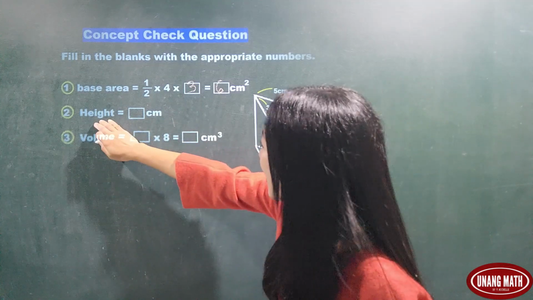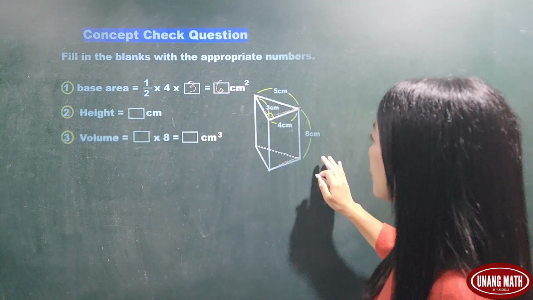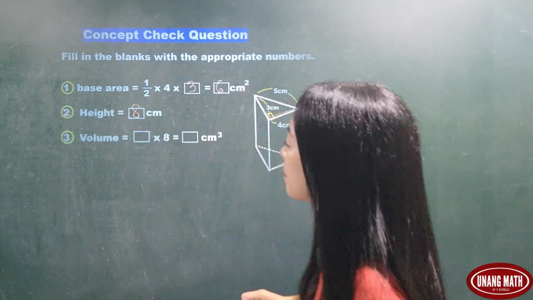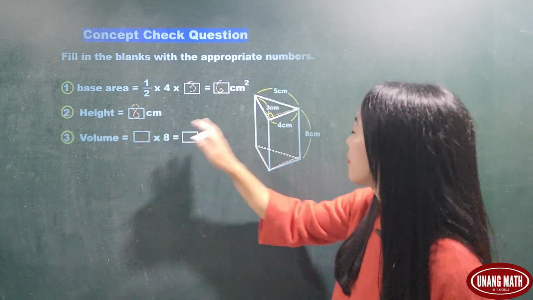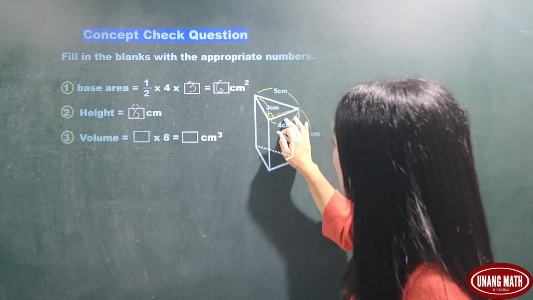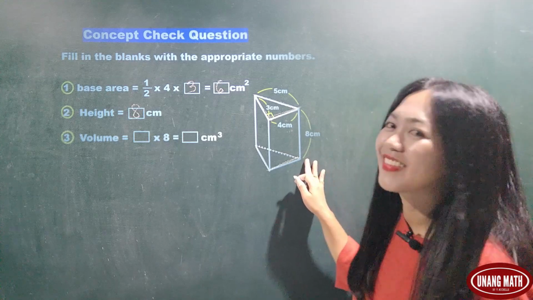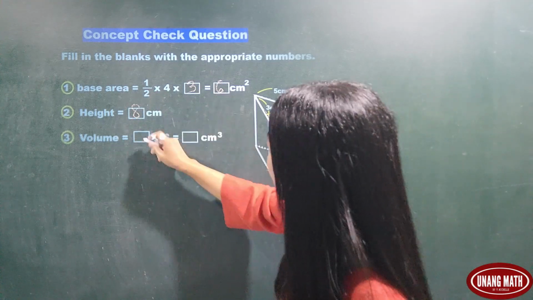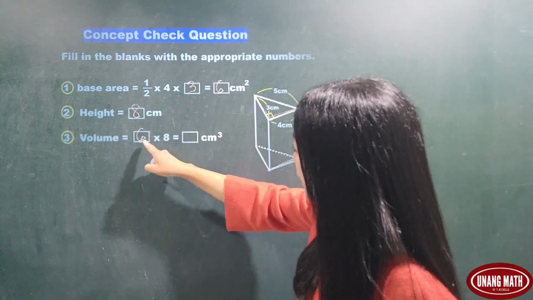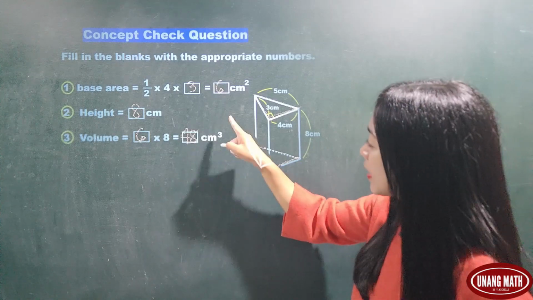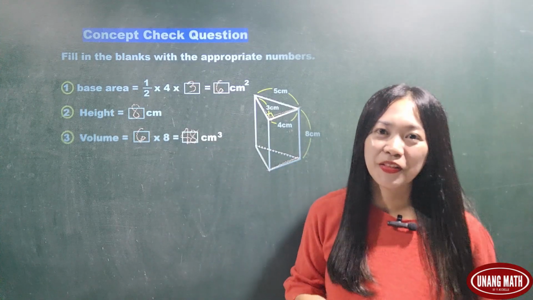Okay, what about the height of this triangular prism? Okay, height is given, it's 8 centimeters. So to find the volume of this triangular prism, the area of the base, we have to multiply it by the height of this prism. So area of the base is 6 square centimeters. So 6 times 8, that would be equal to 48. So 48 cubic centimeters.